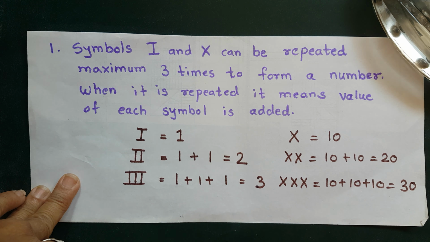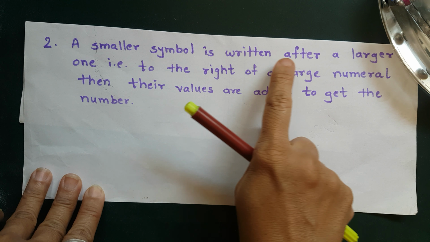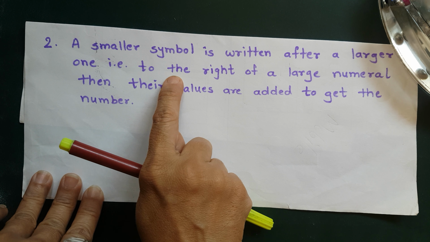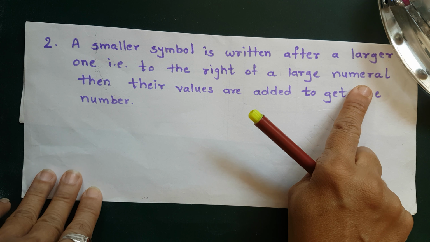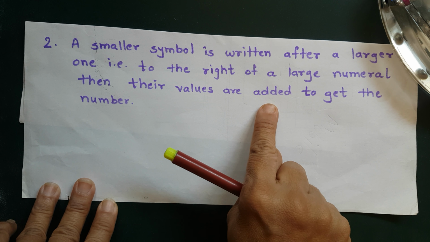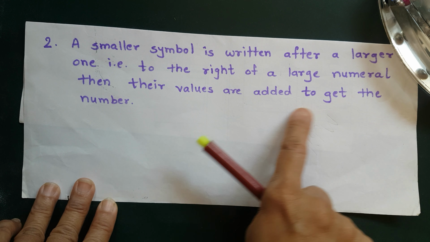Now let's see the rule number 2. A smaller symbol is written after a larger one. That is to the right of a large numeral, then their values are added to get the number. Now let's see what this rule means.